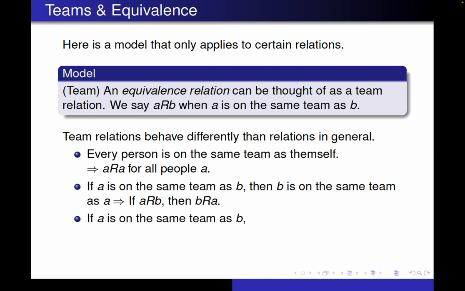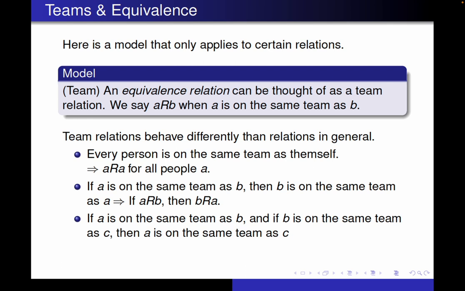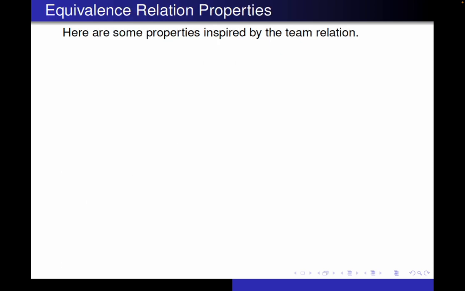And finally, if A is on the same team as B, and if B is on the same team as C, well, then it's going to logically follow that A and C have to also be on the same team. So that means A is on the same team as C. In the language of relations, that tells us that if A is related to B and if B is related to C, then A is related to C. That actually inspires some more general properties that are inspired by the team relation.